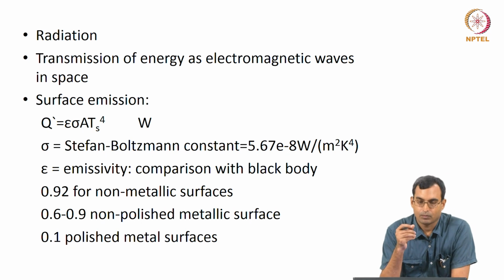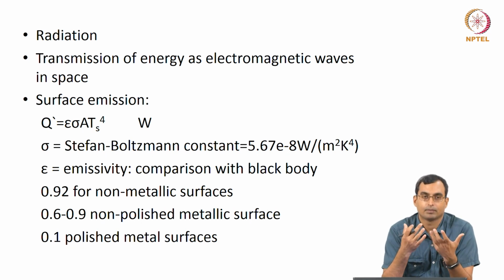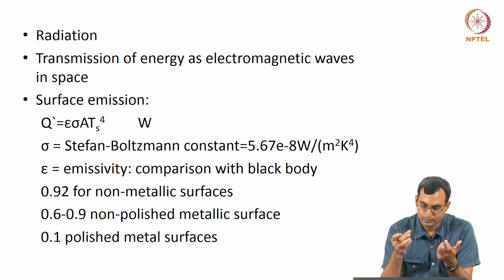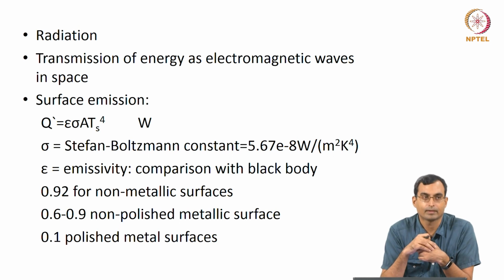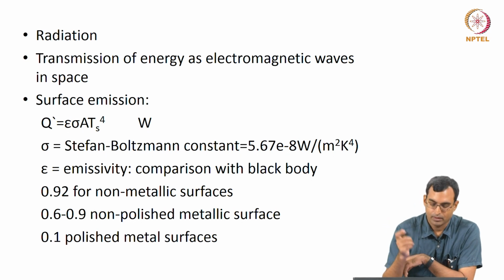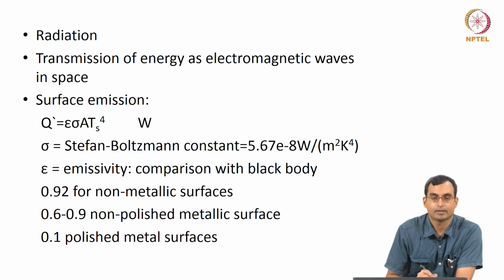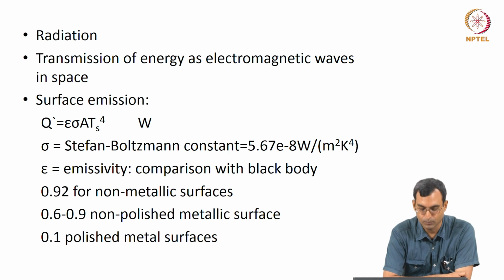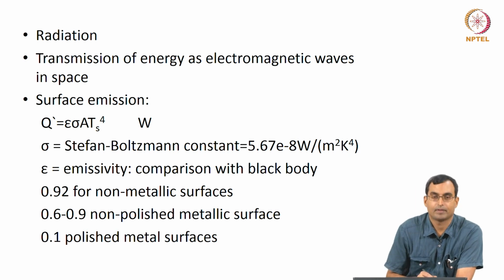So, what we know is that a black body is completely black, is the best emitter and the best absorber of energy. So, if you have a surface which is not completely black, how well it behaves compared to an object which is black is what is given by the emissivity. The emissivity for non-metallic surfaces is about 0.9. When you have a non-polished metallic surface, so essentially a rough metallic surface, the emissivity values are typically of this order, 0.6 to 0.9. And if you have a really nice and shiny, smooth, polished metal surface, the emissivity is very low.